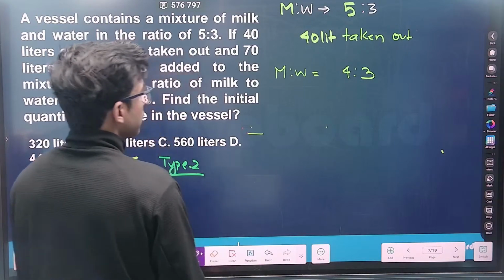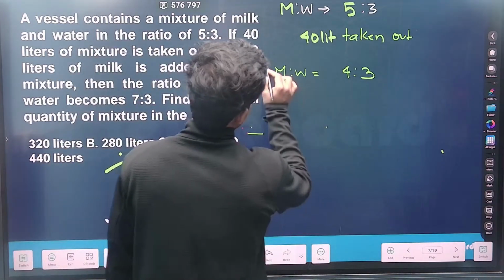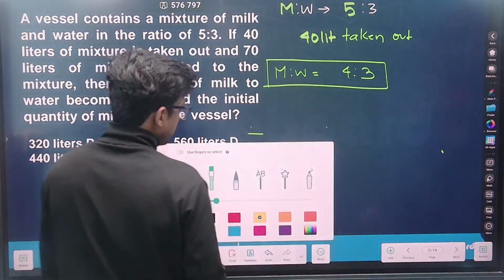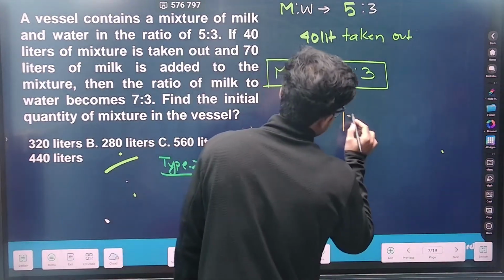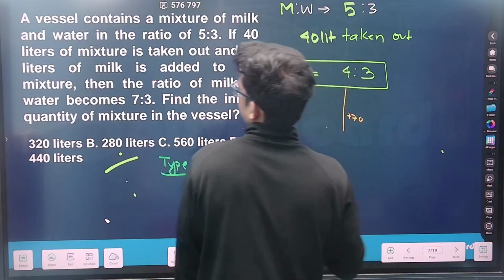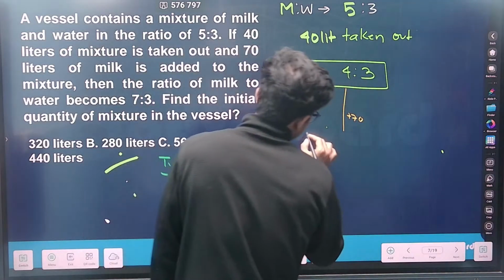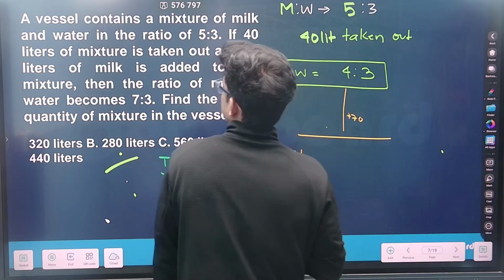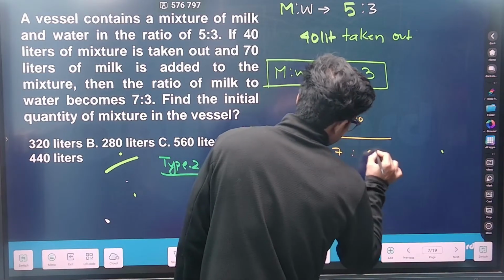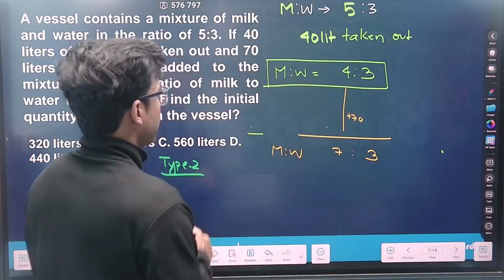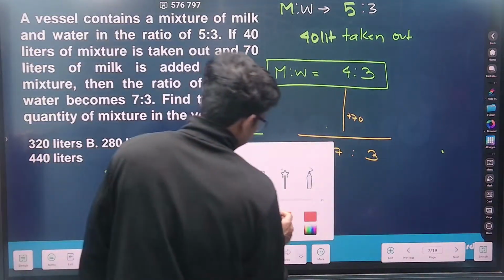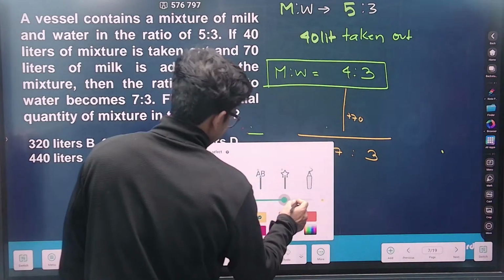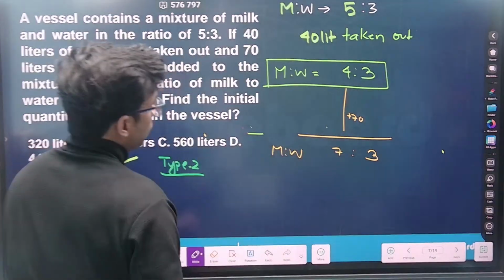Okay. Now something very different is being done here. They are saying now I am adding 70 liters of milk. And now the ratio of milk to water becomes 7:3. Okay, fine. If now this becomes 7:3, everybody, what can we do now?